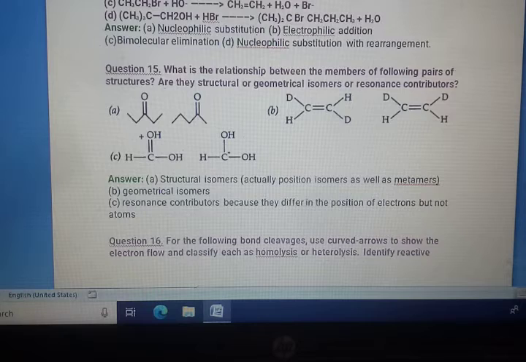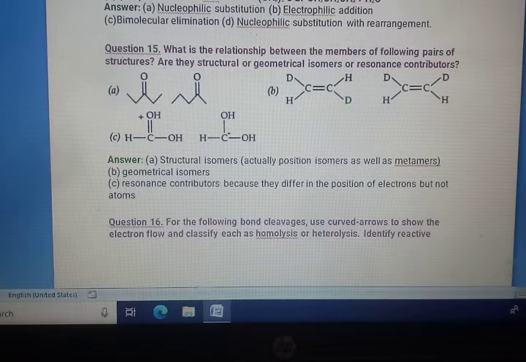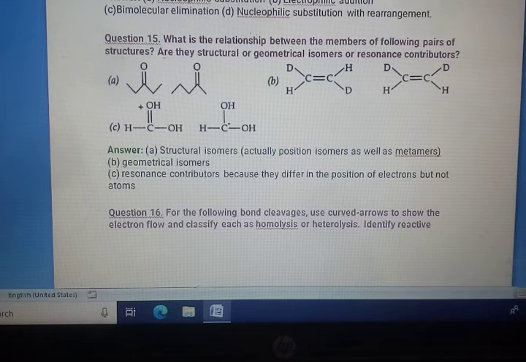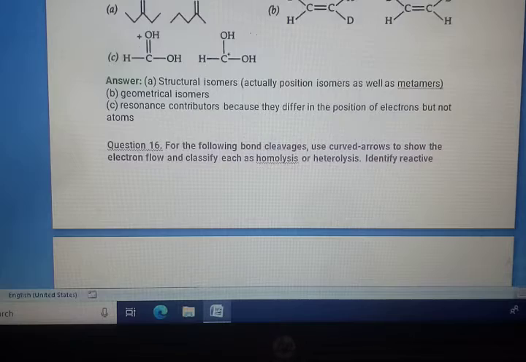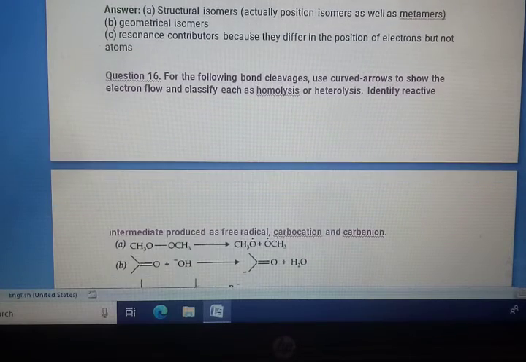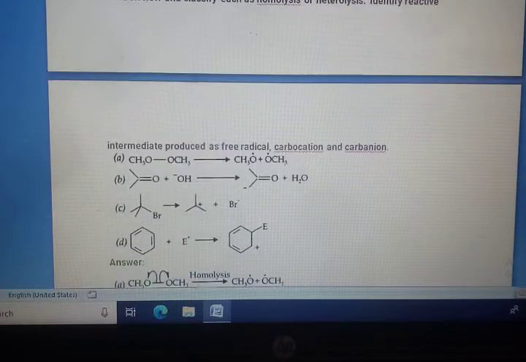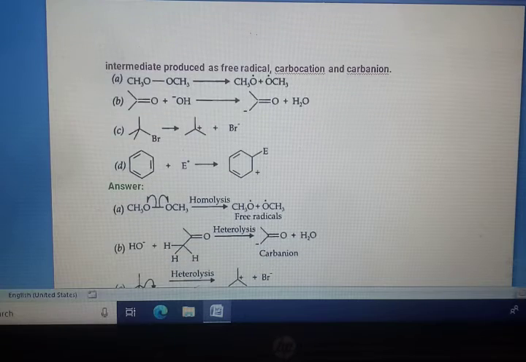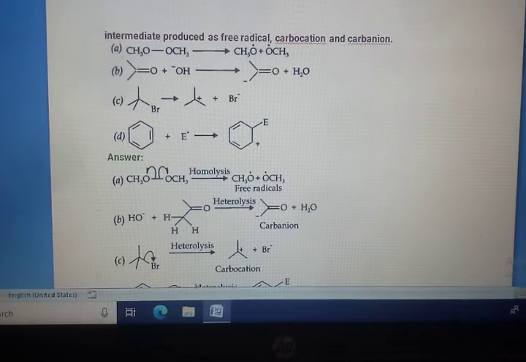Now we are moving towards question number 16. For the following bond cleavage, use curved arrows to show the electron flow and classify each as a homolysis or heterolysis. Identify the reactive intermediate product as a free radical, carbocation, or carbanion. So here you can see the structures and you have to note down which one is a free radical, and by the arrow symbol which side the whole electron or one electron will go.